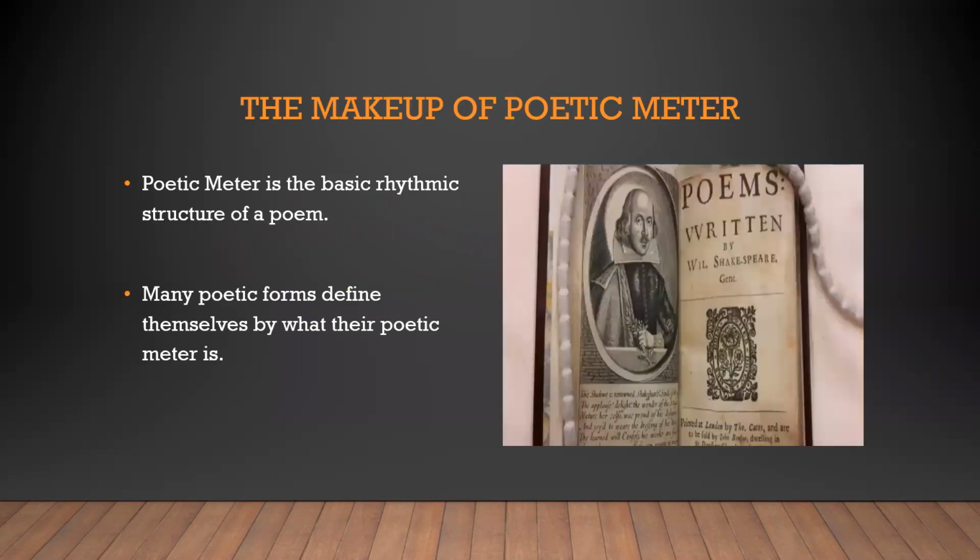The makeup of poetic meter. Basically, poetic meter is the rhythmic structure of a poem. Many poetic forms, at least in the Western world, define themselves by their poetic meter and structure. Not so much in Eastern culture, where it's more the content that determines what the poem is, but in Western culture, a lot of the forms, specifically their rhyme and meter structure, determine what type of poem it is. So it's kind of important.